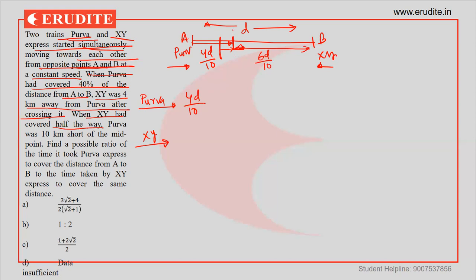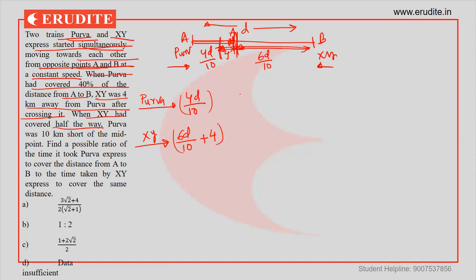After meeting, there's a meeting point. So XY had gone the remaining distance plus 4 kilometers. XY was 4 kilometers away from Purva after crossing it. Right? Purva is 4D by 10 and XY had gone 6D by 10. That is the crossing, but again 4 kilometers extra. So Purva went 4D by 10 and correspondingly XY gone 6D by 10 plus 4 kilometers.